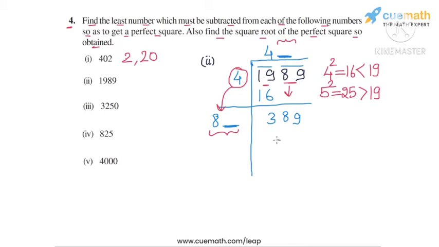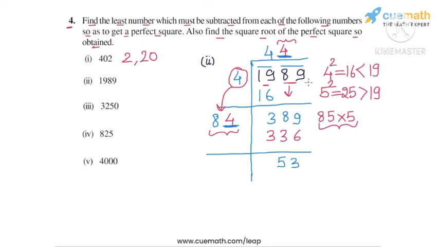389, and that largest digit is 4, because 84 into 4 will be equal to 336. But if you take the next digit 5, then you will find that 85 into 5 will become greater than 389. So you can't take 5, you will have to take 4. Now if you subtract 389 minus 336, it gives you 53.